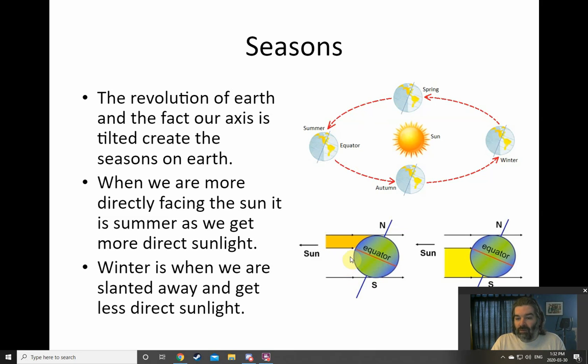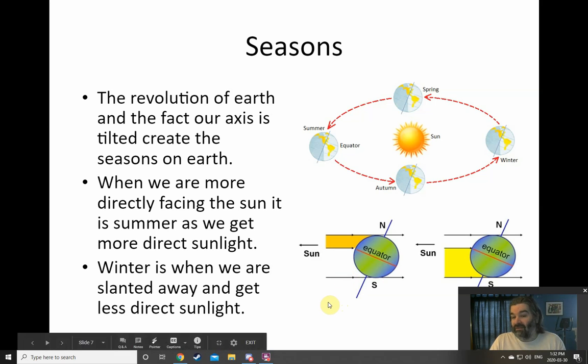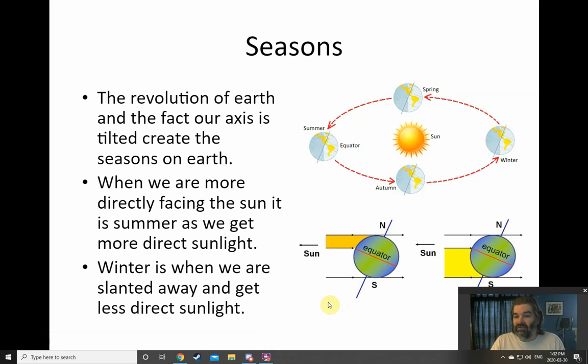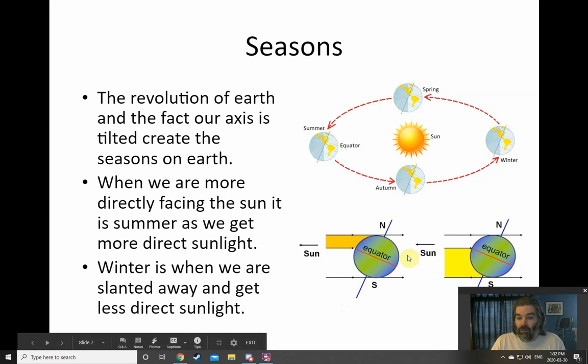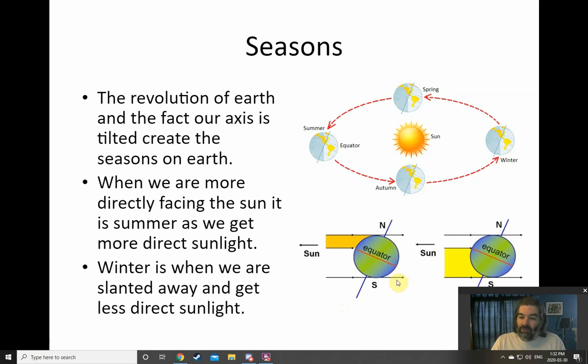Whereas the southern hemisphere, when we have winter, gets a lot more of the sunlight, and that makes it summer. And it's exactly the opposite when we go around. We now get more of the sunlight in the summer, and the southern hemisphere gets less. So that's why we have seasons, day, night, summer, winter. If the Earth was totally straight, there wouldn't be any seasons. It would always be the same.